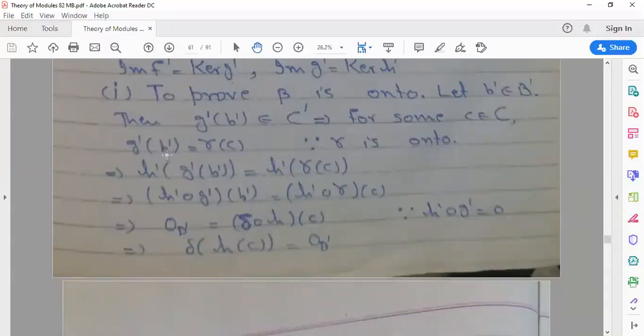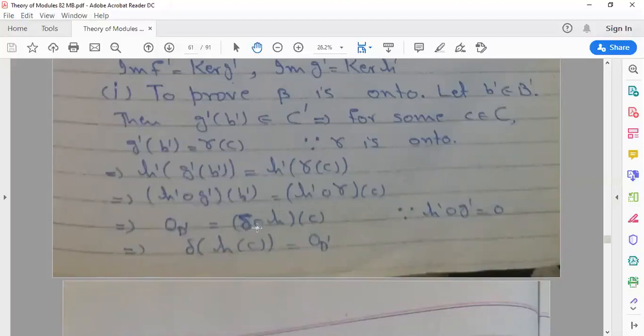After this we write again H dash on both sides. By taking composition on this side and also composition on this side, this is equal to basically zero, H dash G dash of B dash, and from here H dash composition gamma.